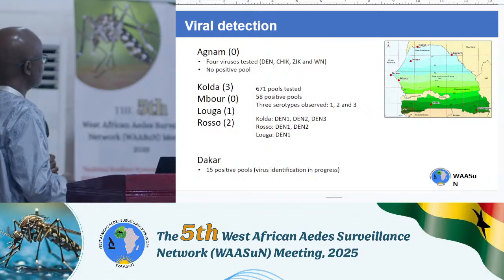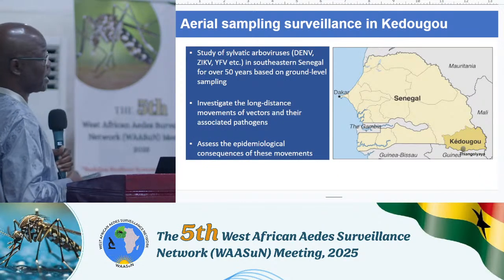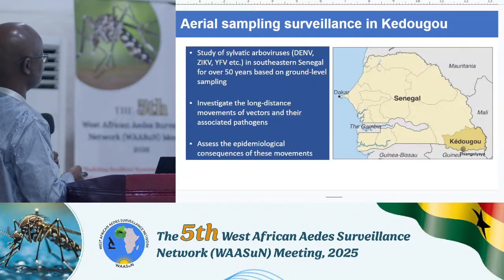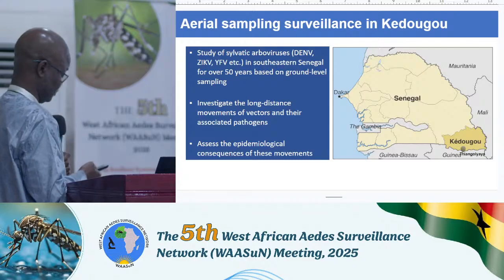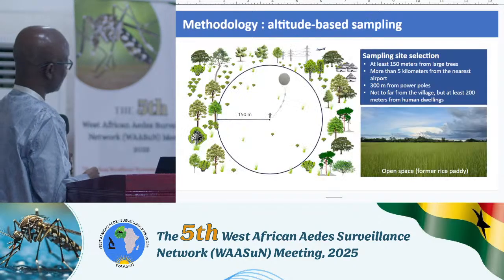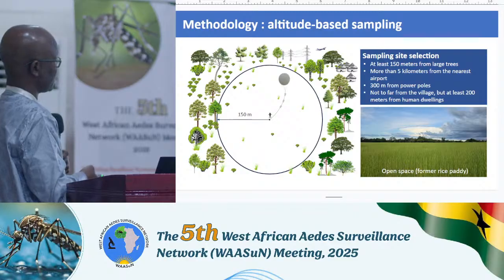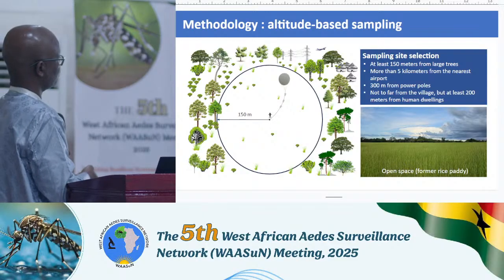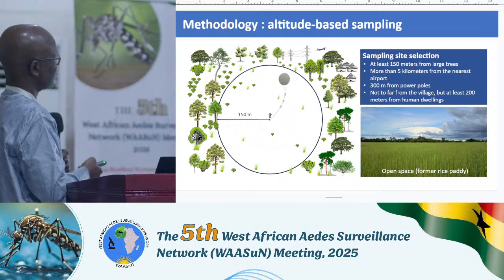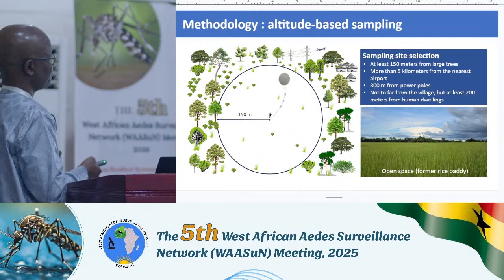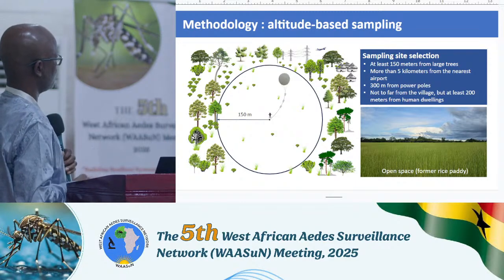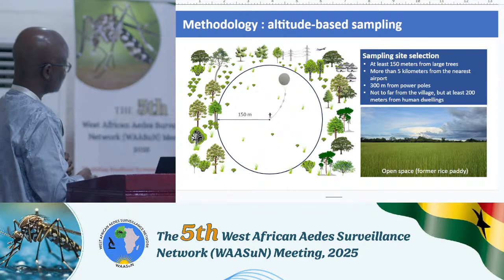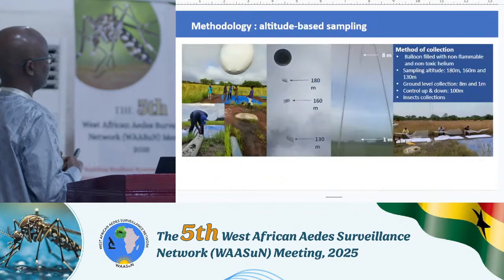The last study was focused on the aerial sampling surveillance in Kédougou, and the aim of this study was to investigate the long-distance movement of vectors and their associated pathogens. And the design was quite simple. This is in an area, an open space, with different features, with different criteria, at least 150 meters from large trees, and more than 5 kilometers from the nearest airport, and some other features, which means that the balloon that is used can be released at altitude.